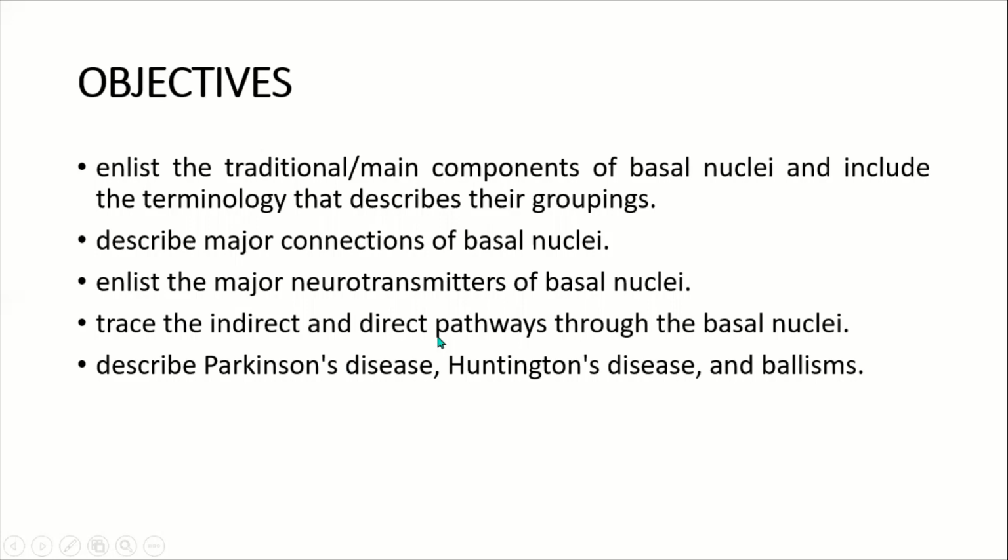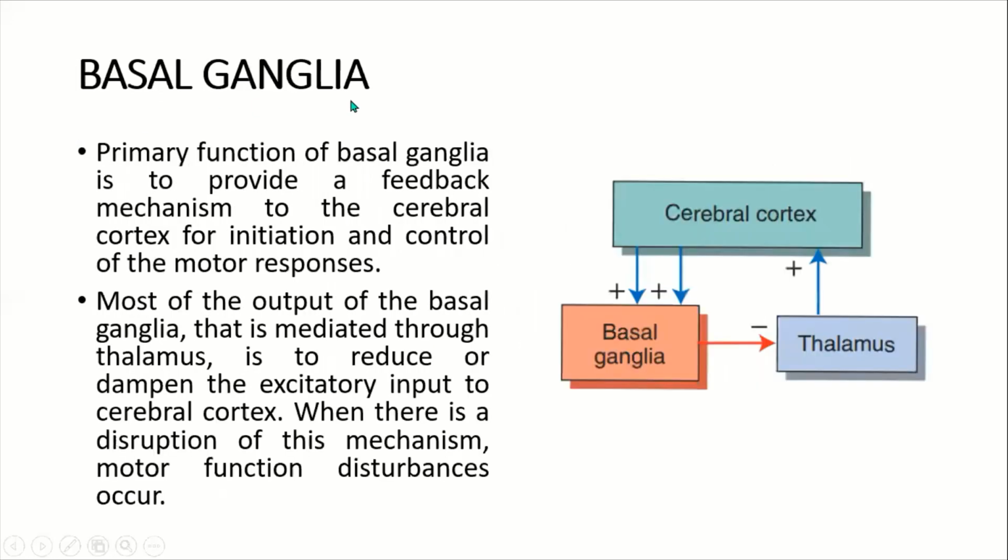So basal ganglia: a primary function of the basal ganglia is to provide a feedback mechanism to the cerebral cortex for initiation and control of the motor responses. Most of the output of the basal ganglia that is mediated through the thalamus is to reduce or dampen the excitatory input to the cerebral cortex. When there is a disruption of this mechanism, motor function disturbances occur.